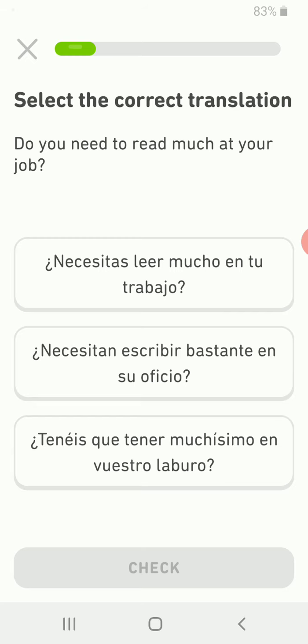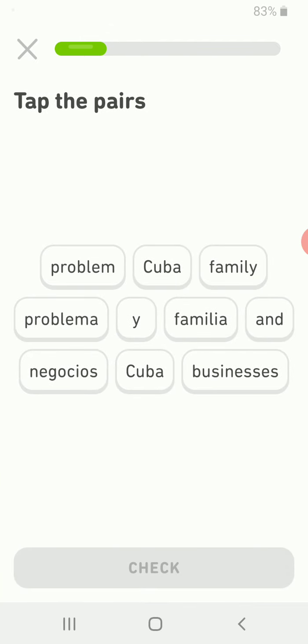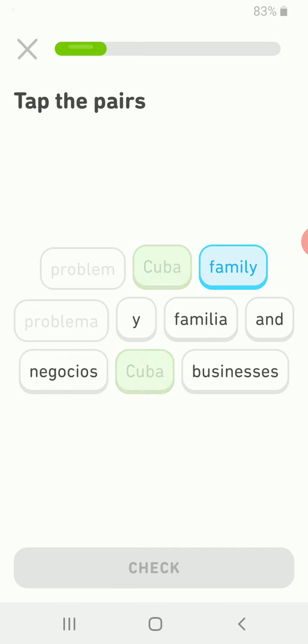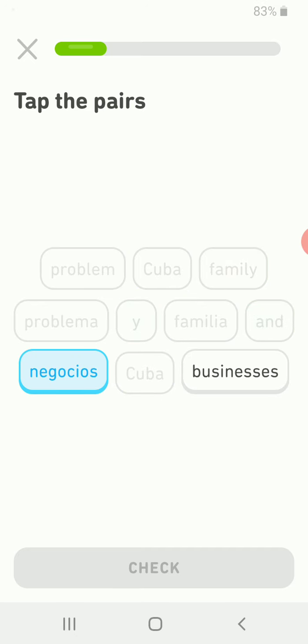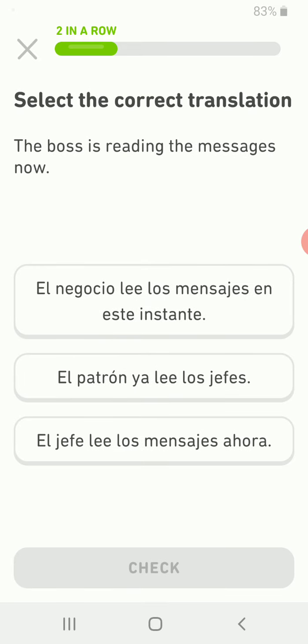¿Necesitas leer mucho en tu trabajo? So this is the correct one. Problema. Cuba. Familia. Negocios. This is also a new word. It's only in this lesson that we talk about business, the word negocio. And select the correct translation.